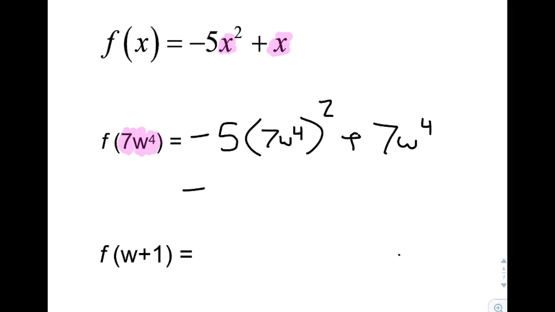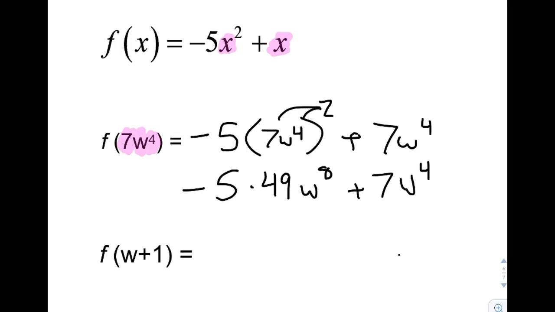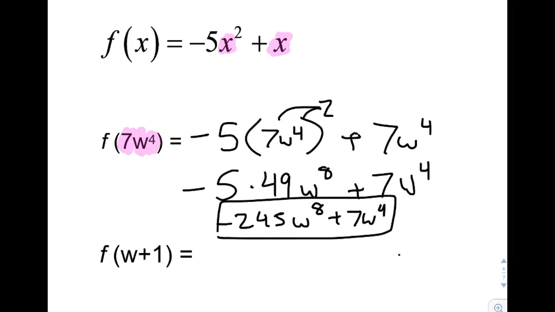The negative 5 will stay in front. We are going to distribute this 2 to both the 7, so it'll be a 49, and to the w to the fourth, so it's w to the fourth all to the second, is w to the eighth, plus 7w to the fourth. And we'll simplify negative 5 times 49, negative 245. Negative 245 w to the 8th plus 7w to the 4th. And that's your final answer.